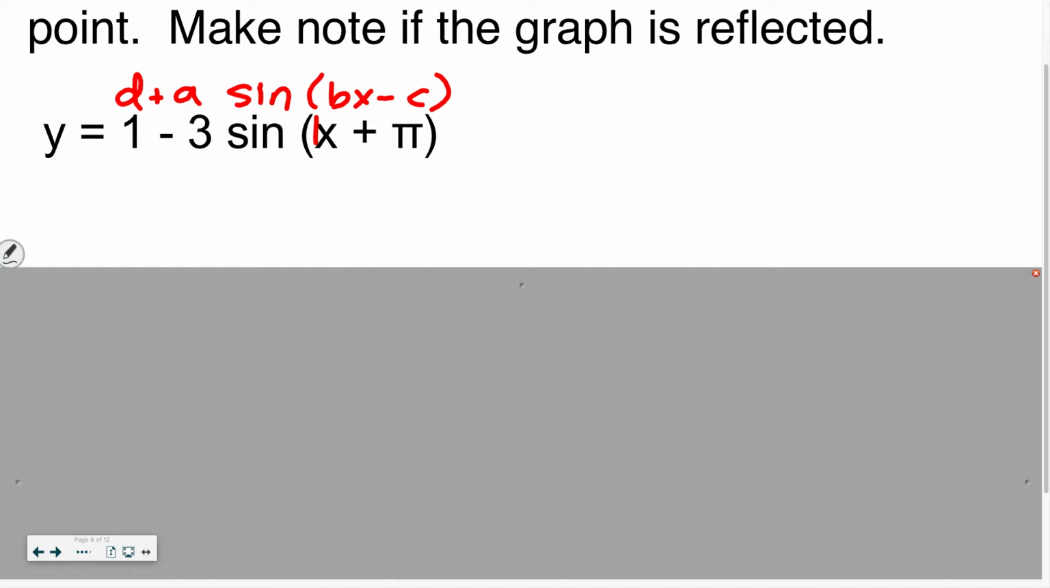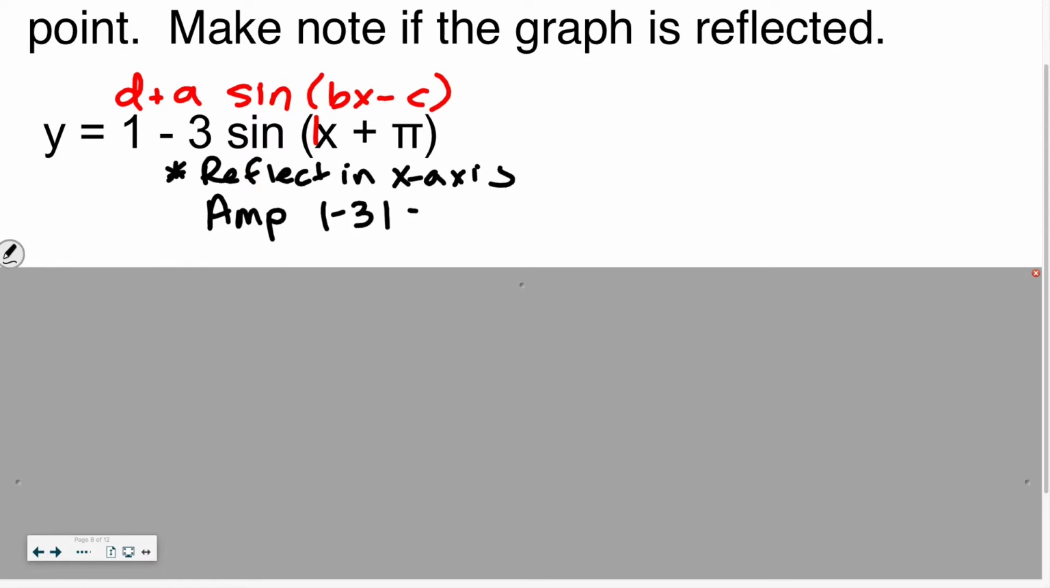So of course I've got negative a, that means there's a reflection in the x-axis. My amplitude is the absolute value of negative 3, which is 3. My period would be 2 pi over 1, which is just 2 pi. So anytime b is 1, your graph has the same period as the parent graph, 2 pi. It just takes a full circle, full revolution.